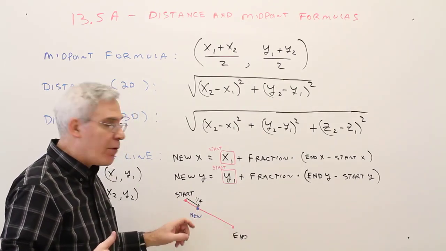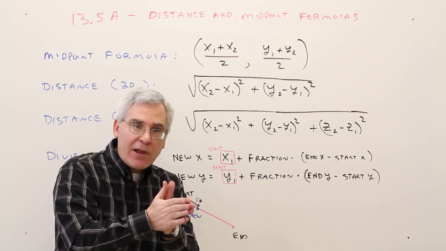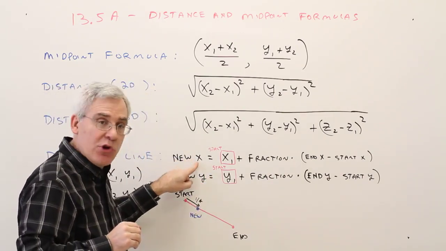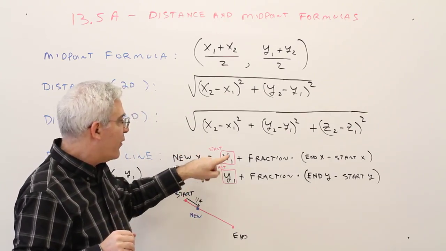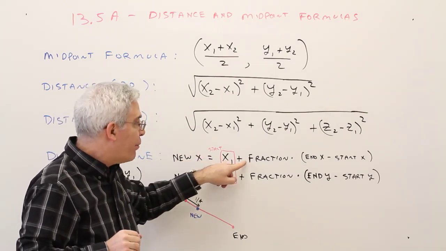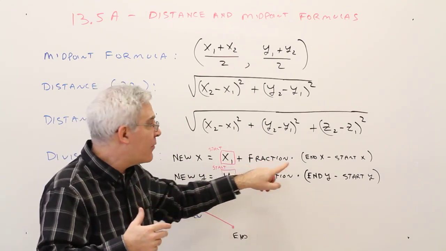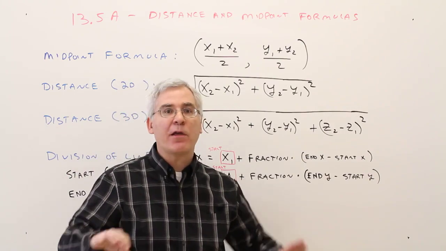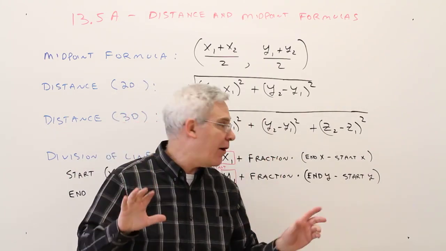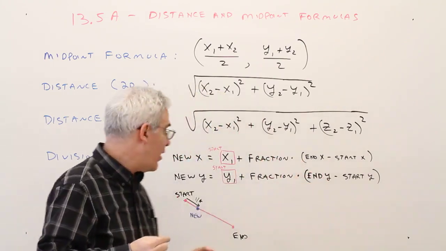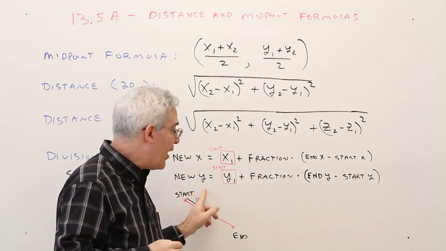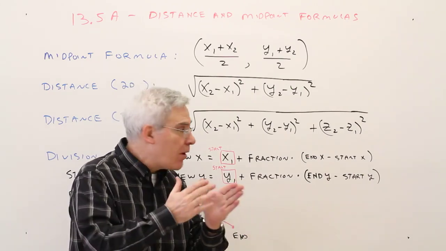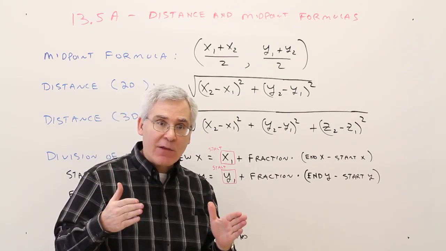Okay? So it's very important you know where you're starting and where you're ending. So the formula is the new x-coordinate will be the starting x-coordinate plus the fractional amount times the ending x minus the starting x. Always, always end minus start. That'll keep your signs straight. The new y value, same thing. The starting y value plus the fractional amount of the ending y minus the starting y.